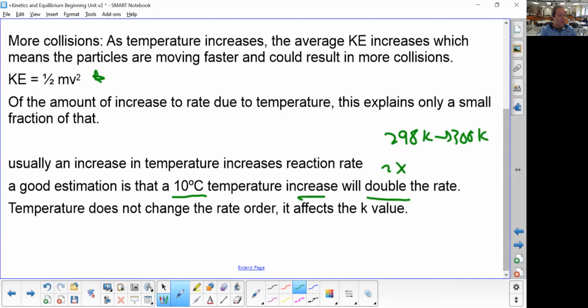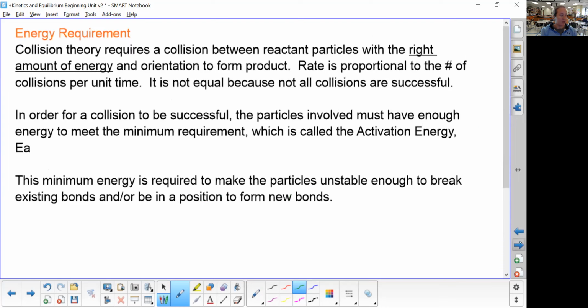It's also important to note that changing the temperature does not affect the rate order, so the mechanism of the reaction. It just affects the k value. So that's why I've emphasized that the k value is specific to a certain temperature, which usually we do 25 degrees Celsius, but it is set for a certain temperature. So remember that the particles not only have to collide with sufficient energy, but they also have to have the right orientation. But the right amount of energy is what temperature affects, okay?